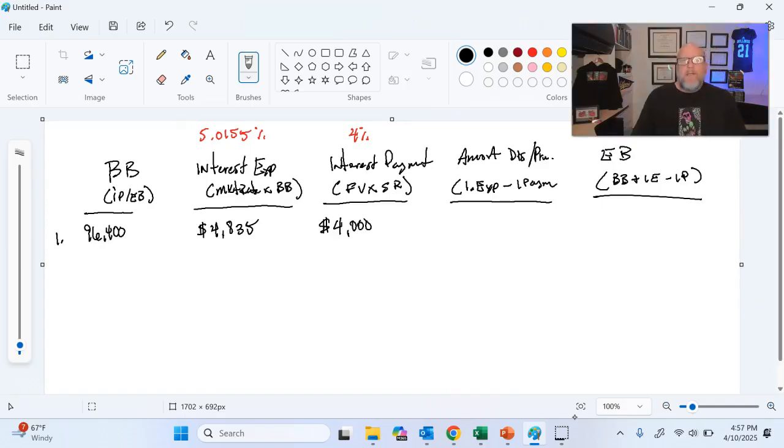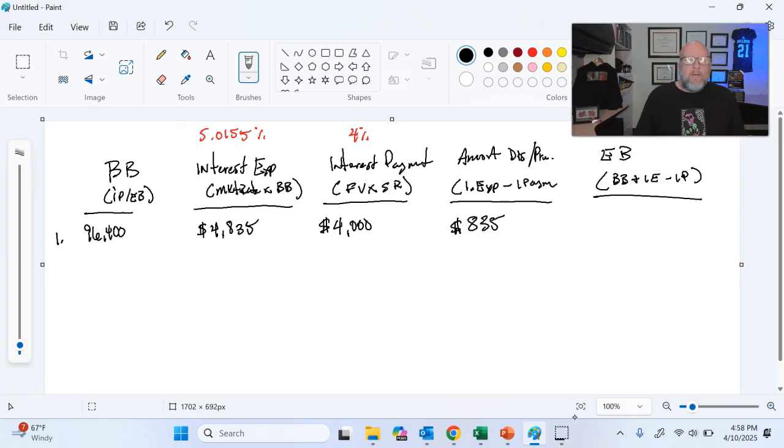The amortization on the discount, I'm going to eat into the discount $835. That's the difference between the interest expense and interest payment. And now my ending balance, right, is obviously going to go up. My ending balance is going up because we're saying, listen, my interest expense is $4,835. However, I'm only paying $4,000. So I'm not even paying what I'm obligated to pay. And therefore, I need to add the difference to the carrying value.